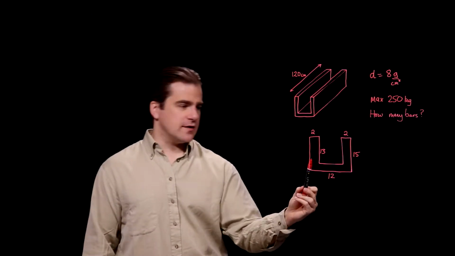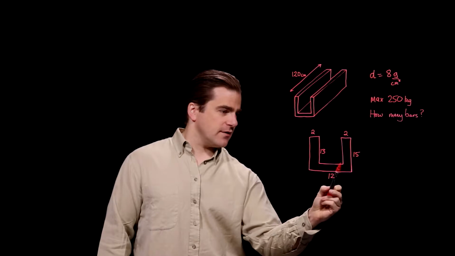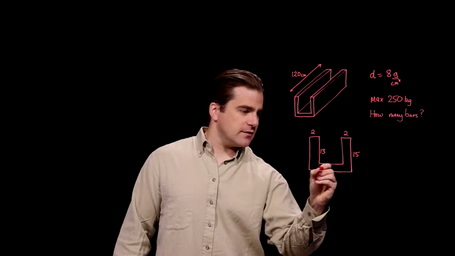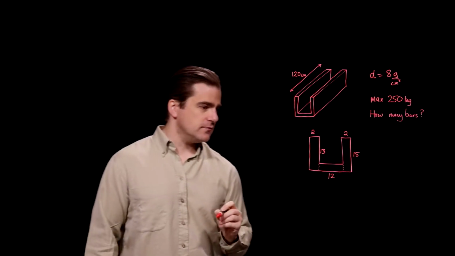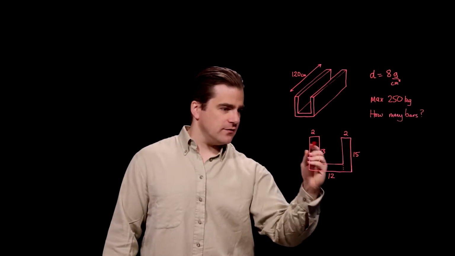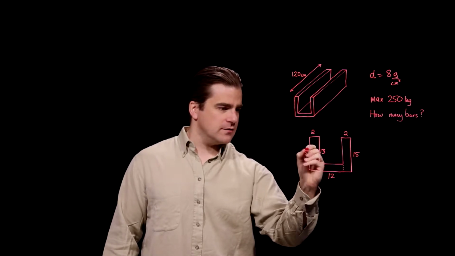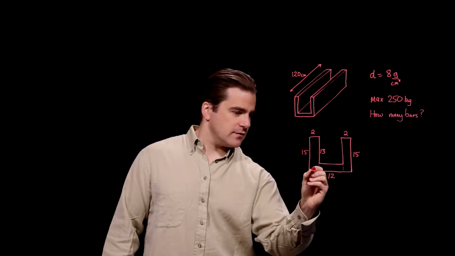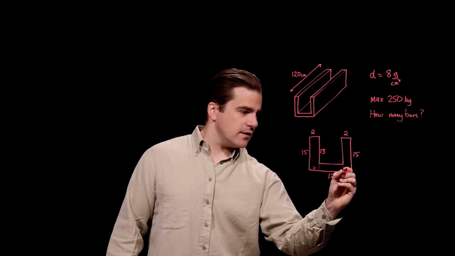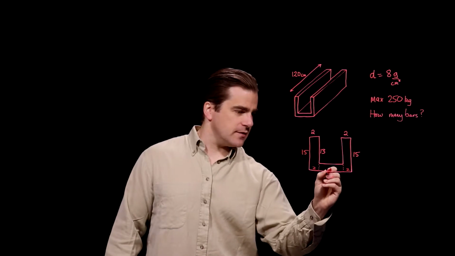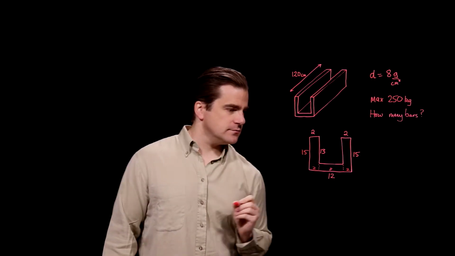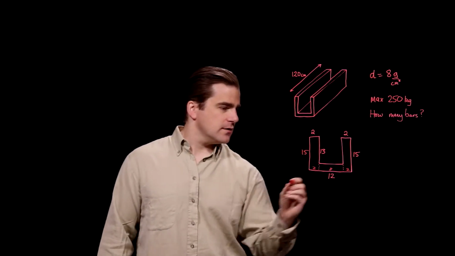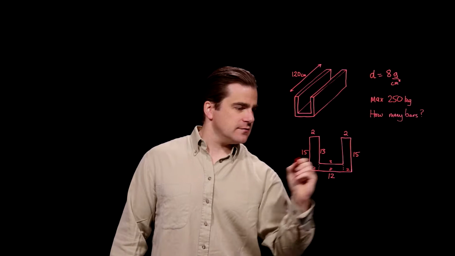Well, we need to divide it up sensibly. So we can either do it like that or like that. Doesn't really matter. Let's do it like that. So if that's 15, that's 15. If that's 2 and that's 12, so that little bit is 2 there. That means this inside bit must be 8, because 8 plus 2 is 12. So that's 8.